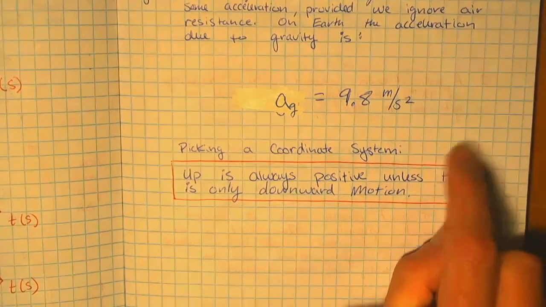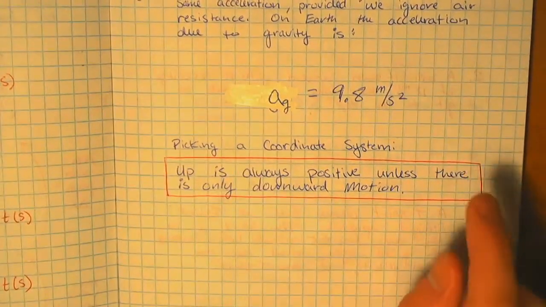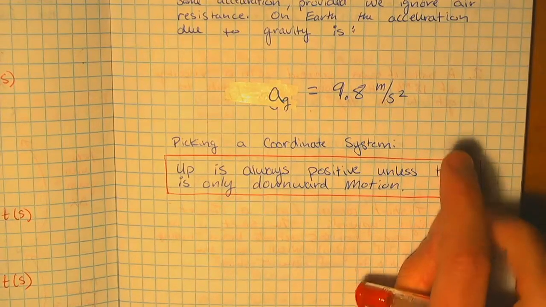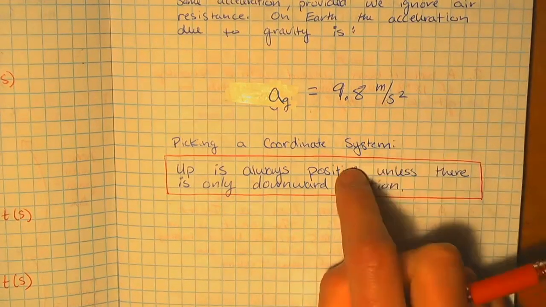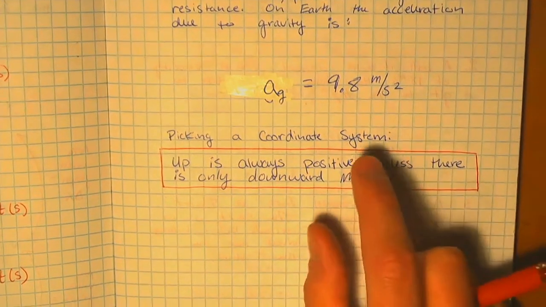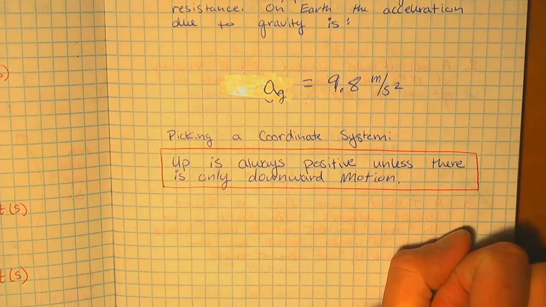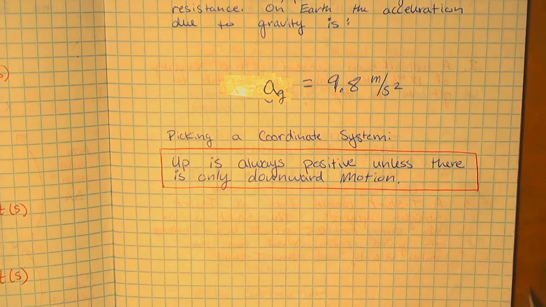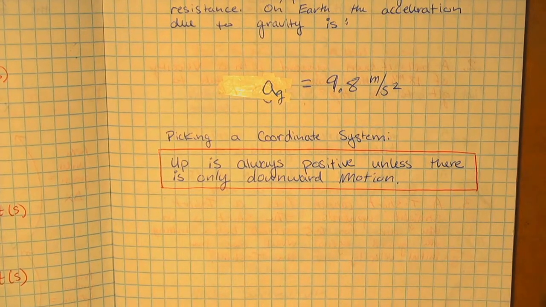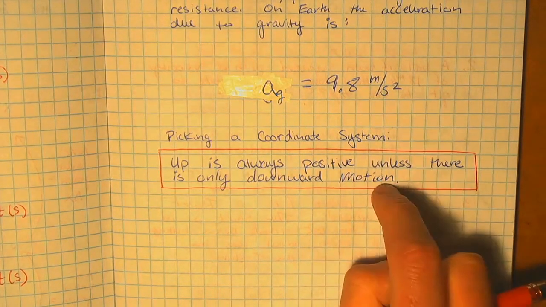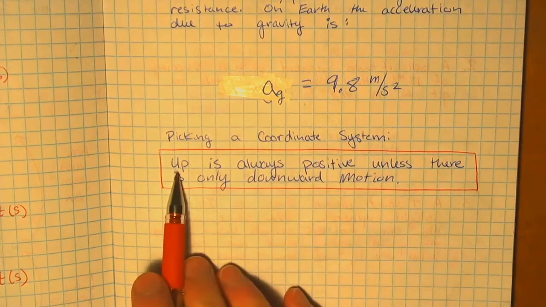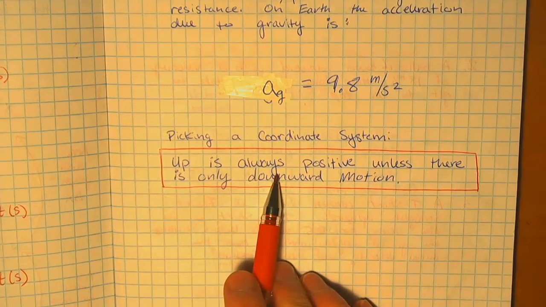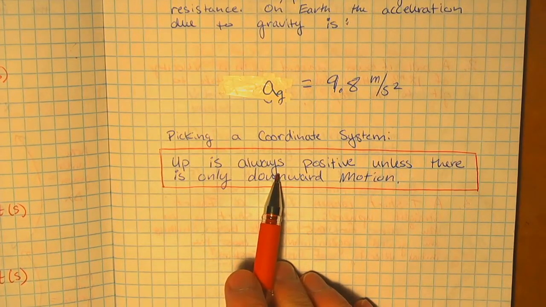So one of the more complicating factors that comes with starting to look at things that are going up and down is that your coordinate system becomes a little bit trickier to pick. It's not always to the right is positive, to the left is negative. When we're talking about up and down, it sometimes is advantageous to pick down to be positive. But if you think about it, it makes more sense to just say that up is always positive. If there's a direction you're going to pick to be positive, it would probably be up.